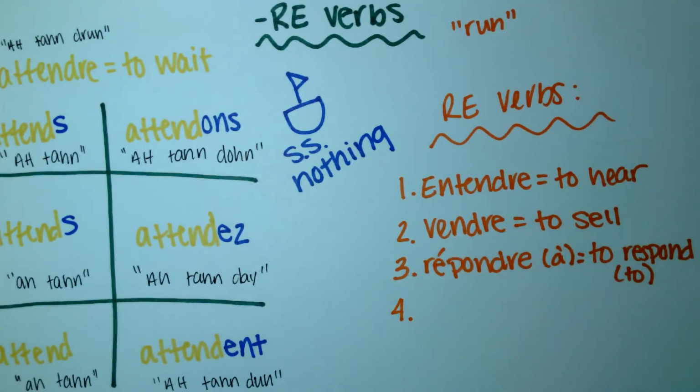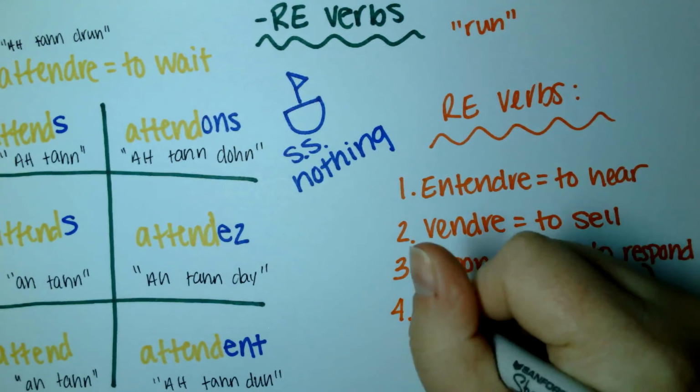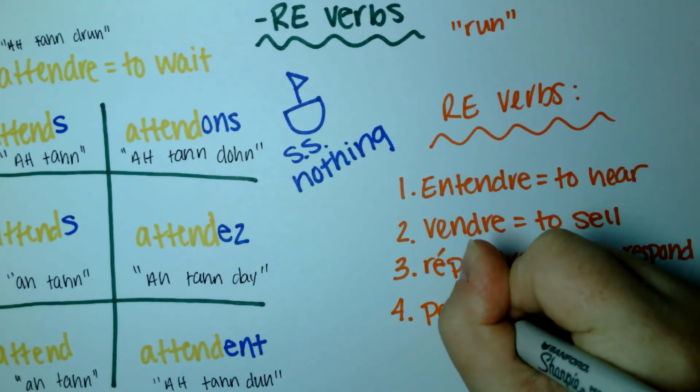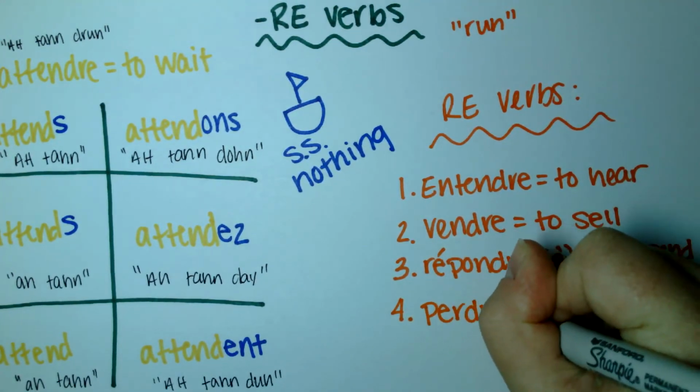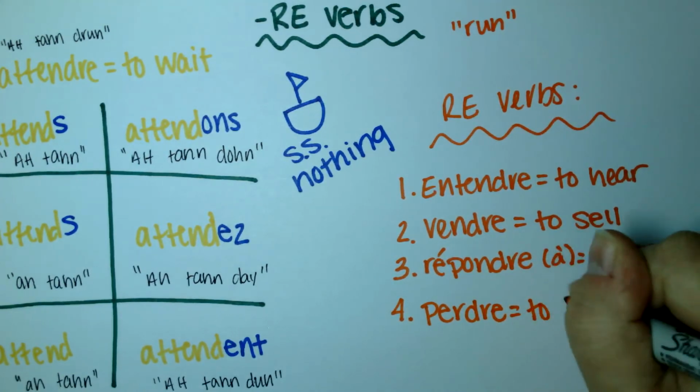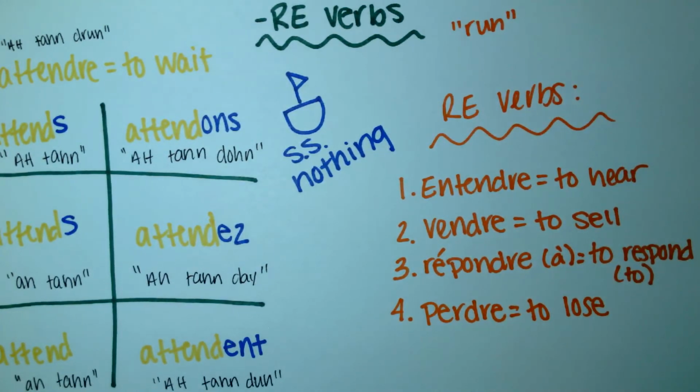Okay, quatrième, our fourth one is the verb perdre. Perdre is the verb to lose. Like, I am losing my game. I'm losing the basketball game.